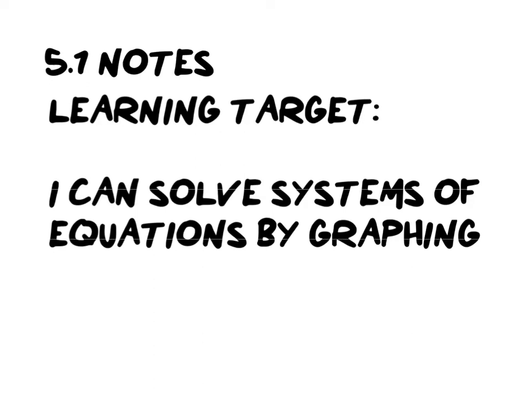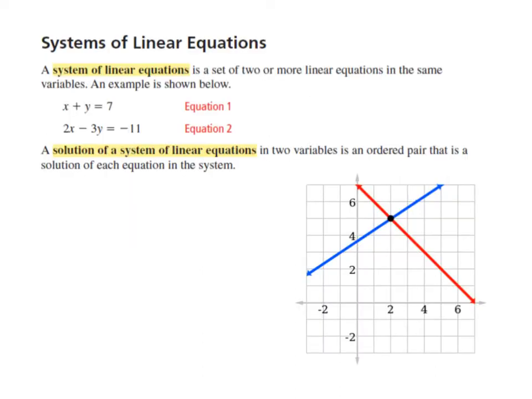So our goal in 5.1 again was I can solve a system of equations by graphing. And we're really going to get into graphing those systems of equations today. So we already mentioned what a system of equations was, right? And where we would find the solution. The solution is the point where my two equations intersect, because that is a point that is on both equations. So it's going to make both equations true.